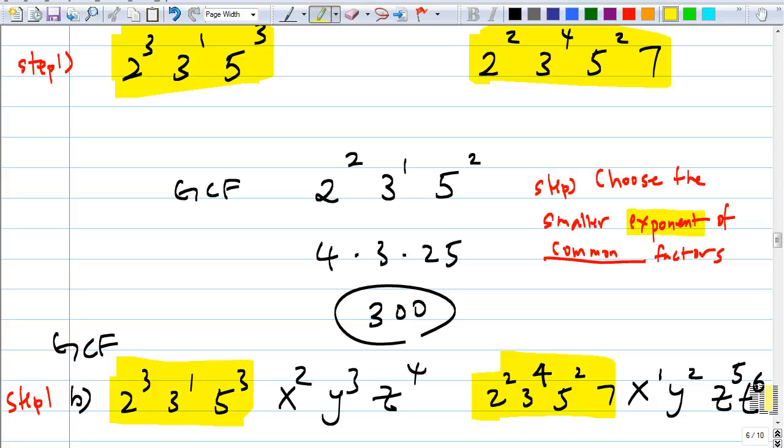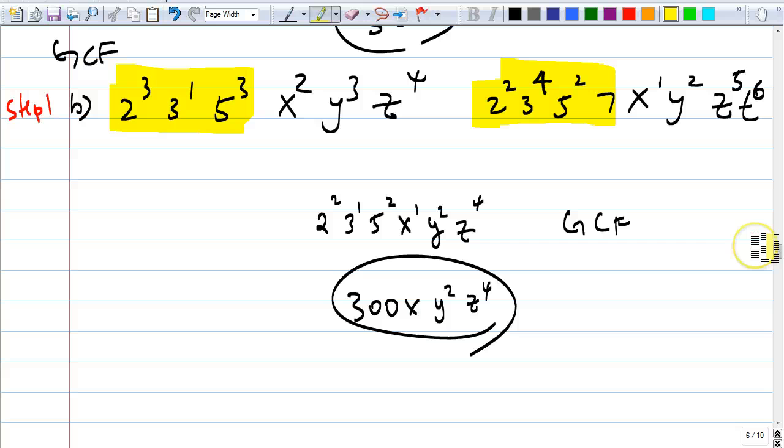Now, which one do we choose? Which exponent? The smaller one or the bigger one? Smaller one. Go ahead, everybody finish. I'll wait. Okay, how many people got 2 to the 3rd, 2 to the 2nd, 3 to the 1st, 5 to the 2nd, x to the what power?